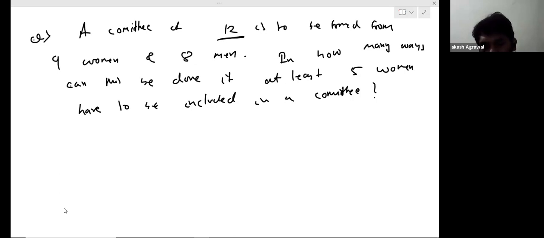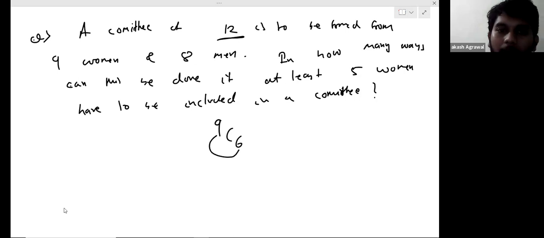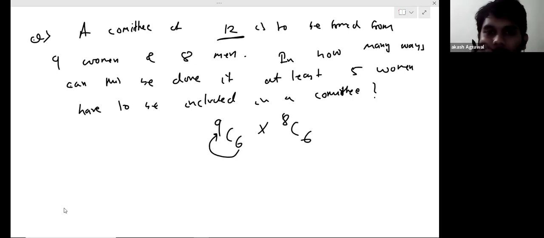So case 2: 9C6 into 12C6. How many men are there? 8. So you have to choose 6 out of 8, right? Not 12. 9C6 means you are choosing 6 women out of 9. That means you have to choose 6 men. So 8C6.